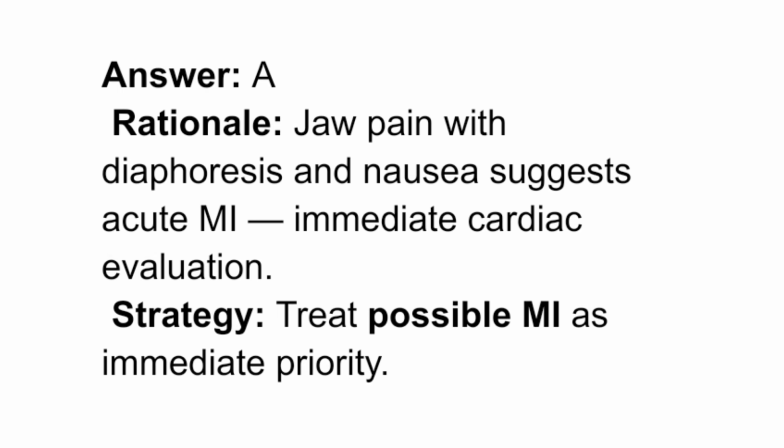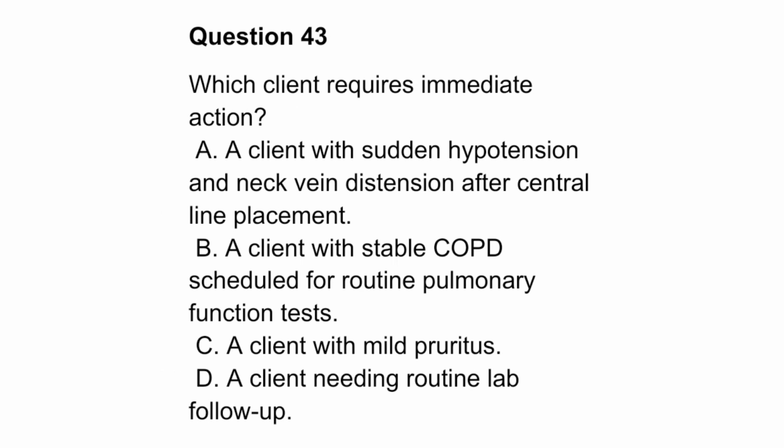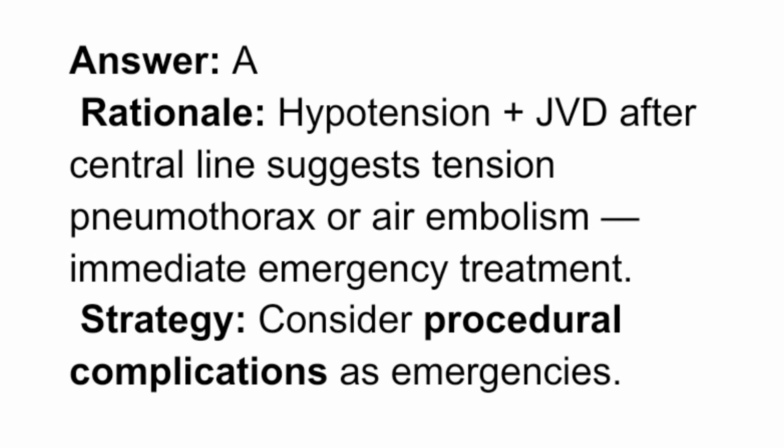Strategy: treat possible MI as immediate priority. Question 43. Which client requires immediate action? A. A client with sudden hypotension and neck vein distension after central line placement. B. A client with stable COPD scheduled for routine pulmonary function tests. C. A client with mild pruritus. D. A client needing routine lab follow-up. Answer: A. Rationale: hypotension plus JVD after central line suggests tension pneumothorax or air embolism, immediate emergency treatment.